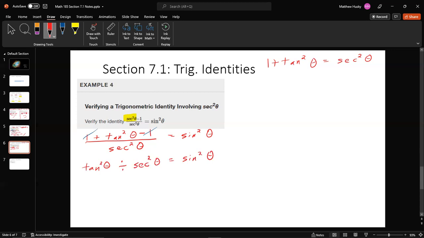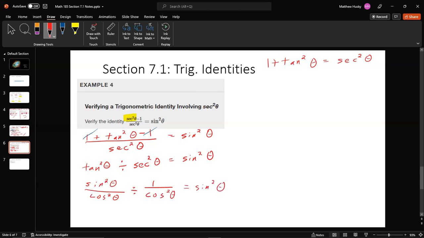Now, as before, a good rule of thumb, a good piece of advice when you're doing these kinds of problems is to try to get everything in terms of sine and cosine whenever you can. So for tangent squared, that is just going to be equivalent to sine squared theta over cosine squared theta. Meanwhile, we are dividing by secant squared. Remember, the definition of secant is 1 over cosine. So since it's secant squared, this is going to be 1 over cosine squared of theta.